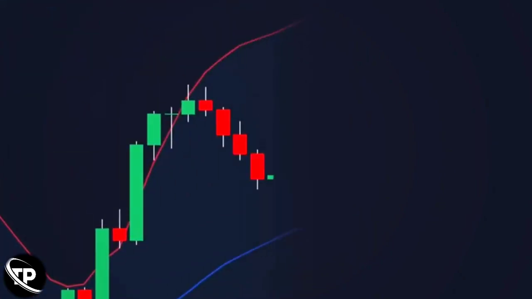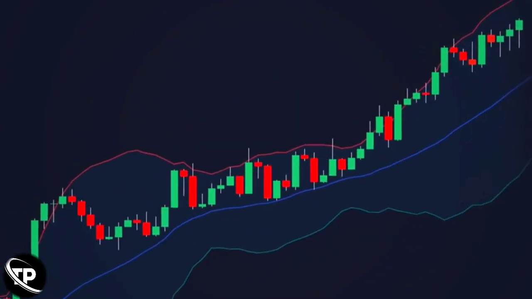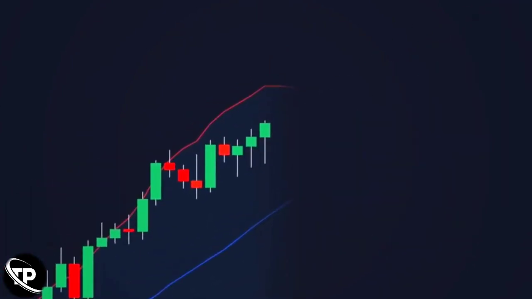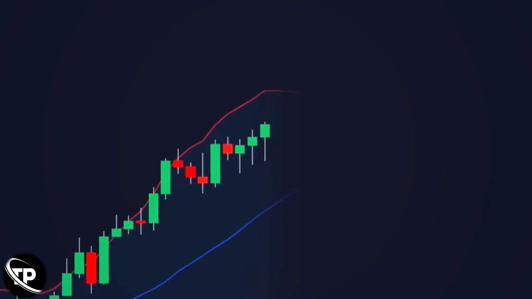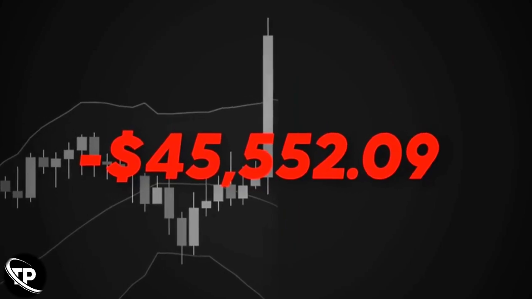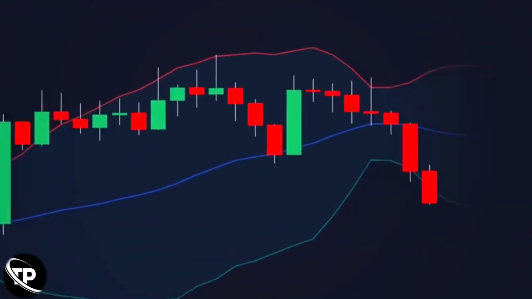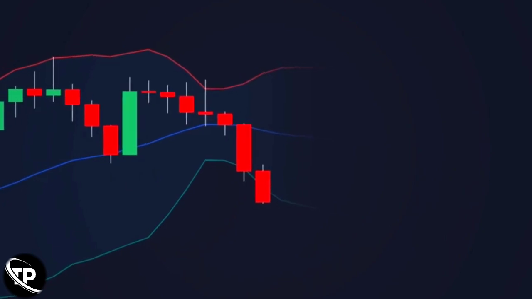But here's the problem. In live markets, price doesn't always respect these bands. Sometimes it rides the upper band for 15 candles in a row, and you keep thinking it's going to come back down, but it doesn't. Other times, it dips outside the lower band, then shoots right back in, triggering the stop losses of anyone who chased the move. The bands respond to volatility, but they also respond to noise, and that makes it hard to know if a move is real or just noise.